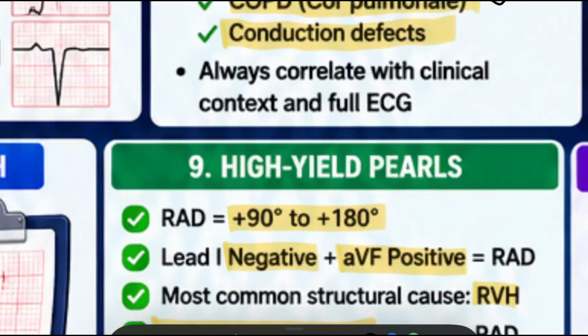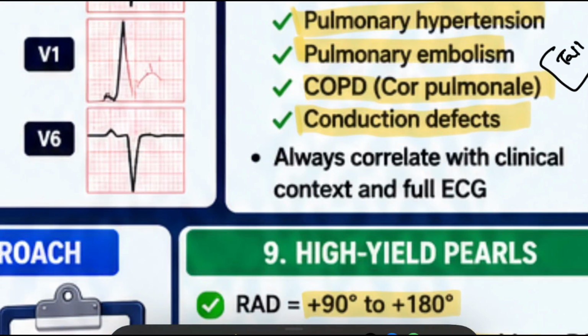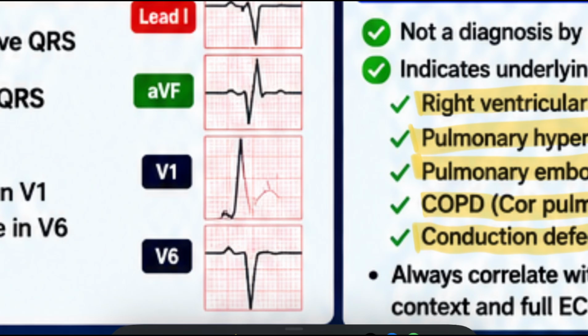So now, in simple terms, right axis deviation means QRS axis of positive 90 degrees to positive 180 degrees. Lead 1 is negative and lead AVF is positive, so that means right axis deviation. The most common causes are right ventricular hypertrophy, pulmonary hypertension, chronic obstructive pulmonary disease, pulmonary embolism, and left posterior fascicular block. So excellent. Today we learned how to identify right axis deviation and understand its clinical significance.